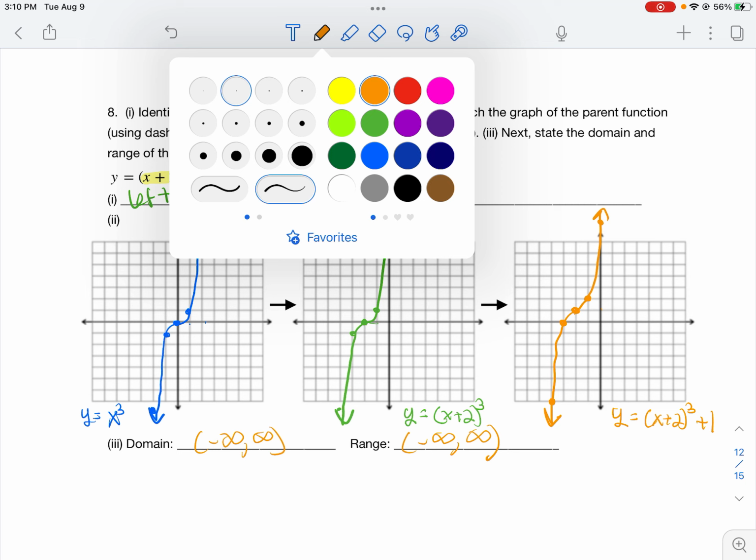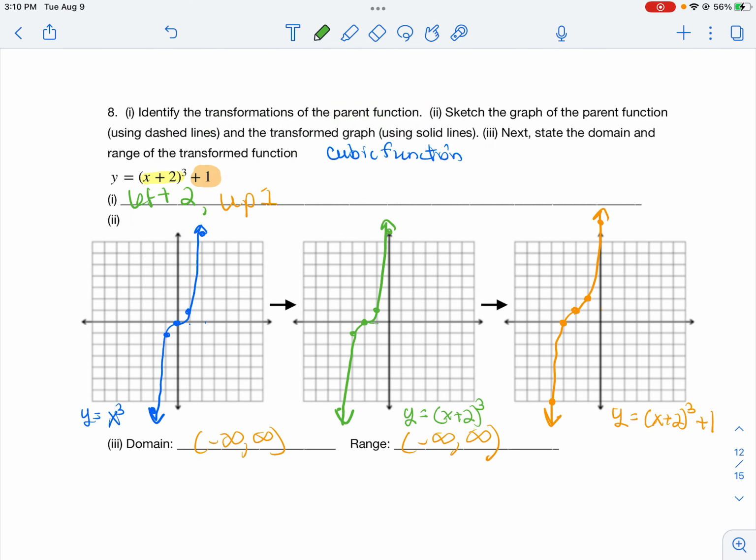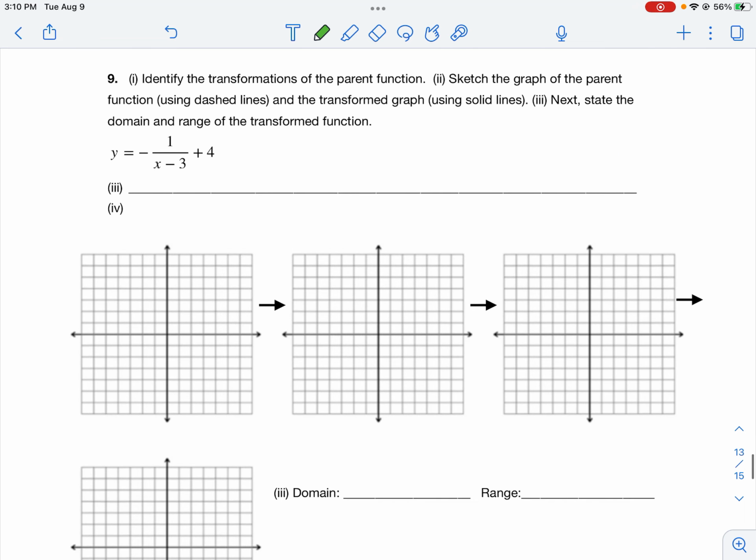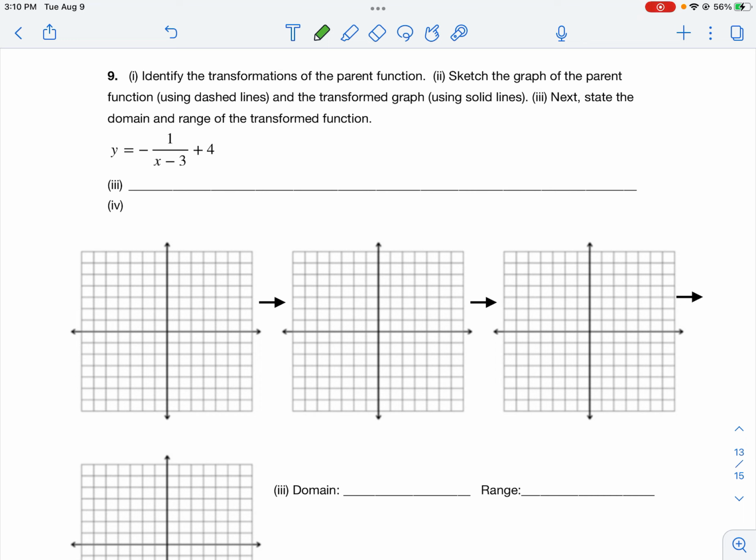Let's do one more. We haven't done a rational function yet, so let's do a rational function. All right, so we're going to graph this. It's already in transformation form. So let's start. This plus 3 here inside the function tells me that I'm moving to the right 3.